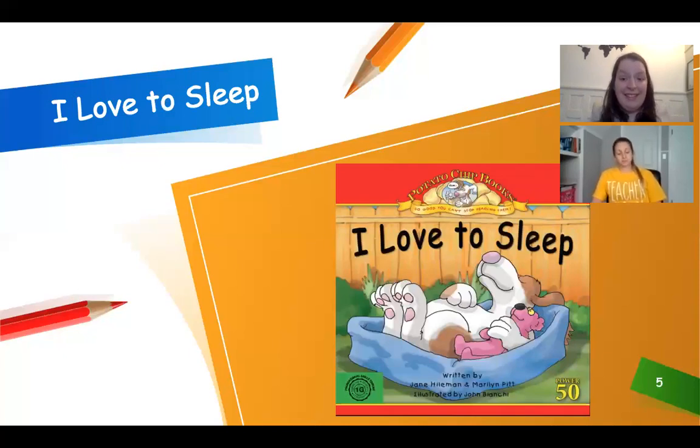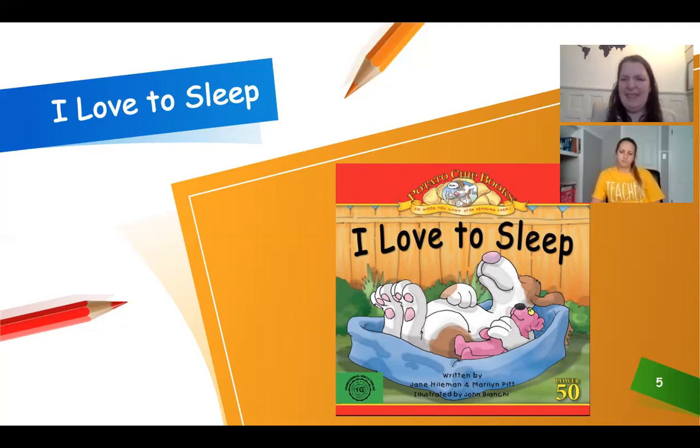There it is. The title of our book is I Love to Sleep by Jane Heilemann and Marilyn Pitt. This is the front cover of my book, and I see a picture. In my picture, I see a dog. What do you see, Mrs. Biley? I see the dog too, and it looks like he's laying in some sort of bed. And I noticed that his eyes look like they're closed.